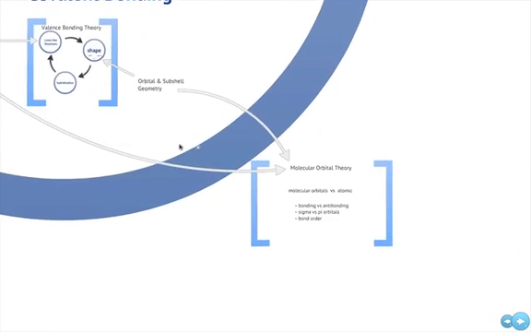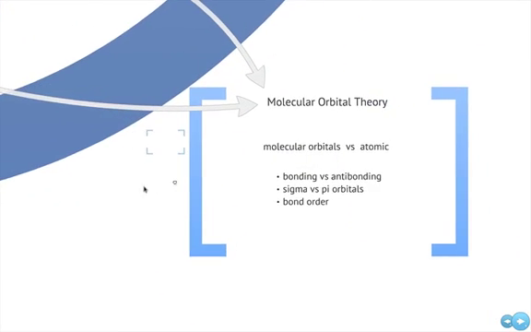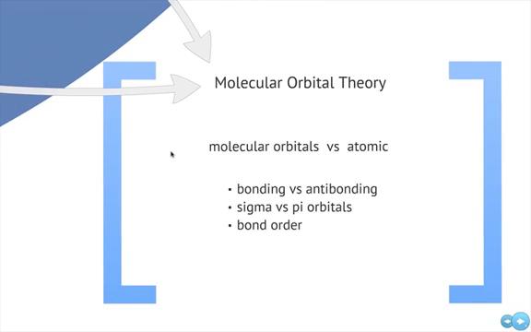Then we'll jump into molecular orbital theory, looking at molecular orbitals and how molecular orbital theory is different from valence bond theory. Valence bond theory and molecular orbital theory are different bonding models. They are often used to tell us the same information, but molecular orbital theory is actually a little more complete, though much more difficult for larger molecules.